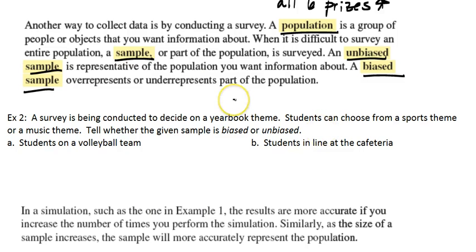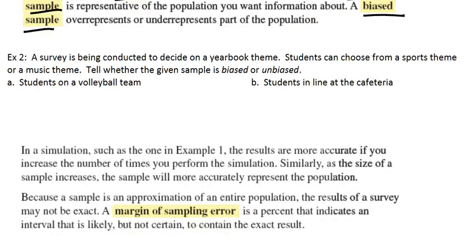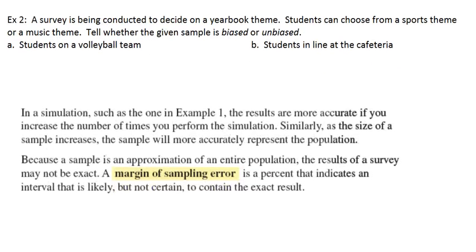So let's say a survey is being conducted to decide on a yearbook theme. Students can choose from a sports theme or a music theme. Tell whether the given sample is biased or unbiased. All right. We don't know for sure what people are going to want, but if I was going to survey students on the volleyball team, I'm going to say that's a biased survey. Because they specifically play sports and maybe they're into sports, they may be more likely to pick the sports theme versus the music theme.